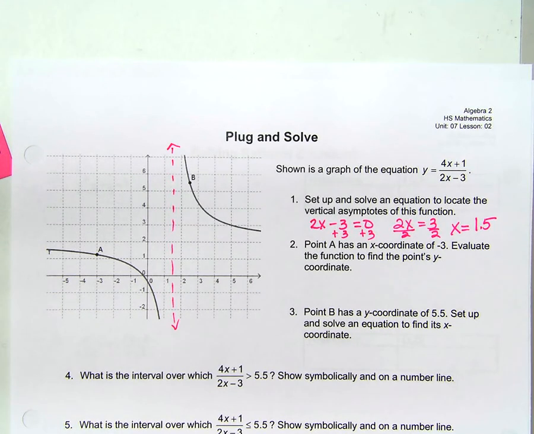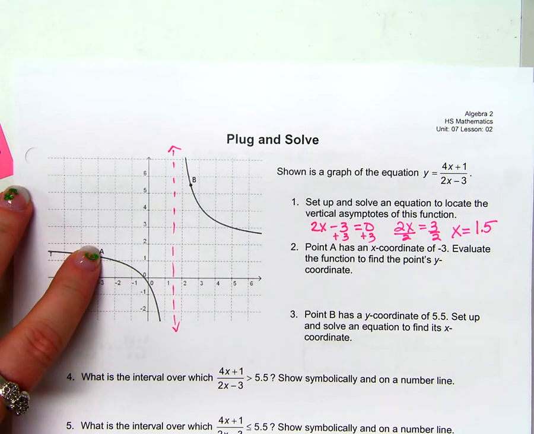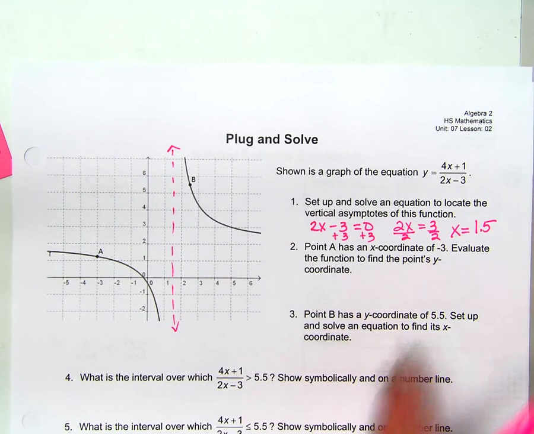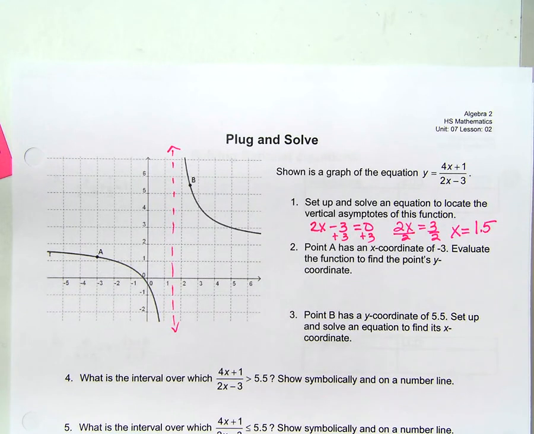Point A, everybody point to point A with your finger. Actually point at it. Everyone's touching point A on their paper. Yes? Okay? Point A has an x-coordinate of -3. Evaluate the function to find the point's y-coordinate. There's about 42 different ways we can do this. What do you want to do? The easiest one? The easiest for you or the easiest for me? The easiest that everybody will understand.